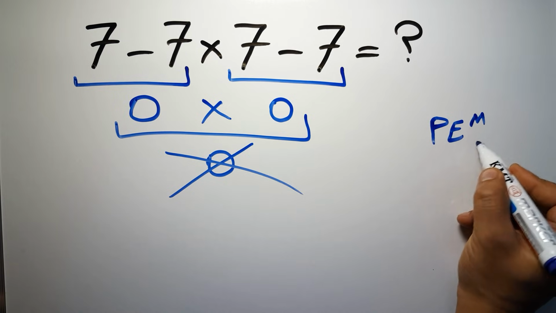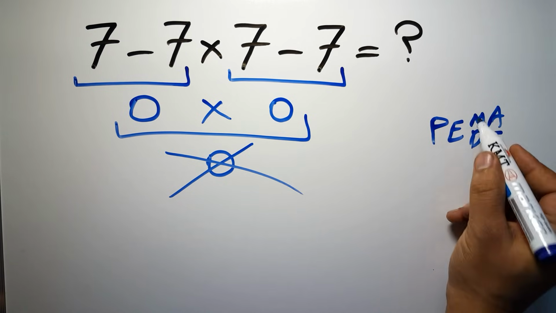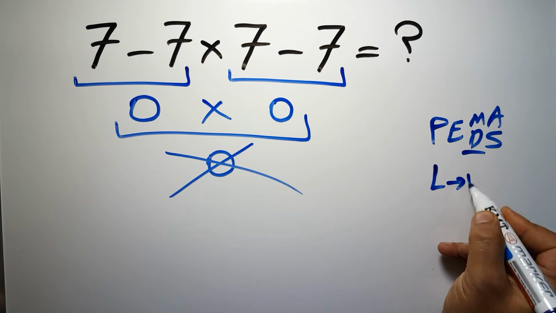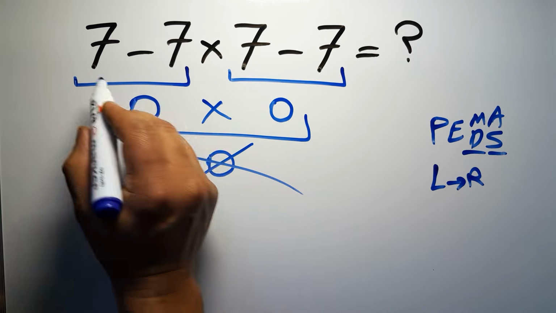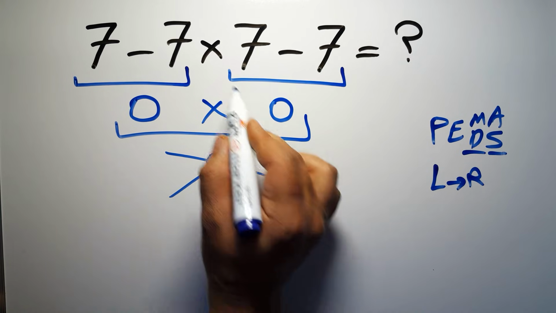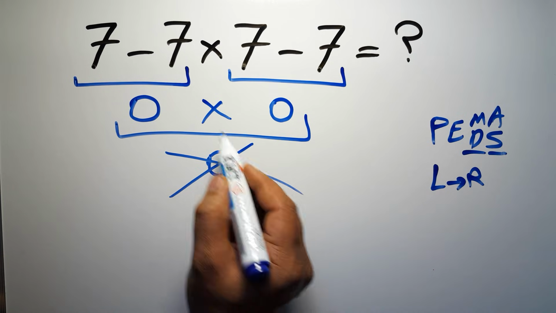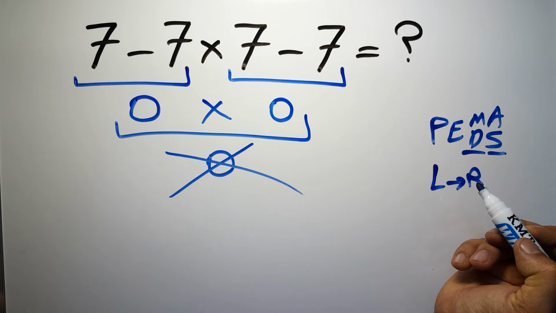exponents, then multiplication or division, and finally addition or subtraction. Remember that multiplication and division have equal priority and we have to work from left to right. And the same applies to addition and subtraction. In this expression, we have two subtractions and one multiplication. According to the PEMDAS, multiplication has higher priority than subtraction, because multiplication comes before subtraction.